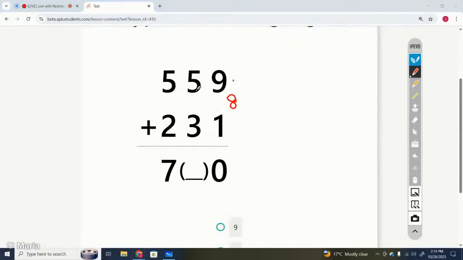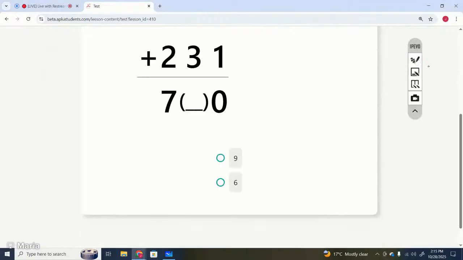Type the missing number. We need to add. Start adding. 9 plus 1 is 10. Write 0 and carry 1. 5, 6, 7, 8 and 9. So here you have 9. So the missing number is 9.